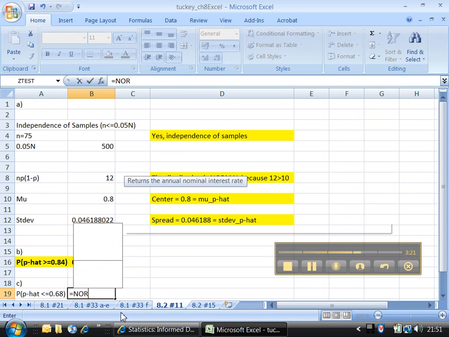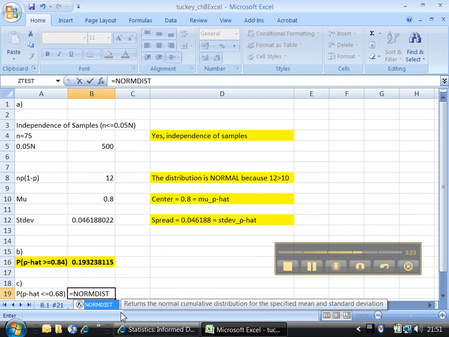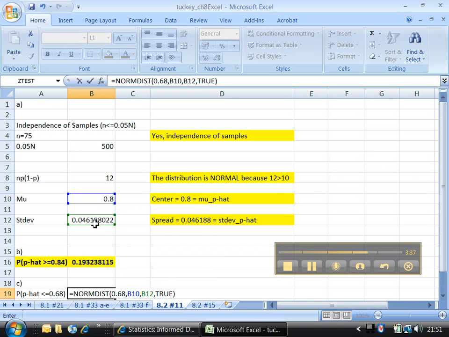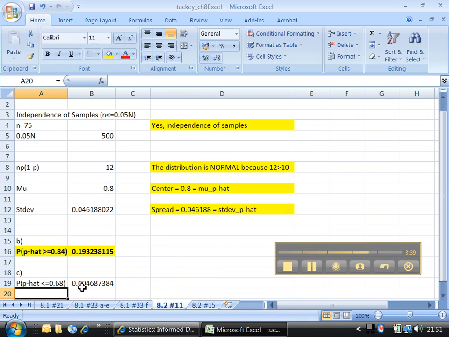Well, that's what norm dist finds. Norm dist finds left tail, i.e. less than probabilities. So all you have to do is tell it 0.68, comma, tell it what the mean is, comma, the standard deviation, and always type true for the norm dist function for our book. Enter. Bold, yellow. We're done. That's it. Okay, so that's 8-2 number 11.